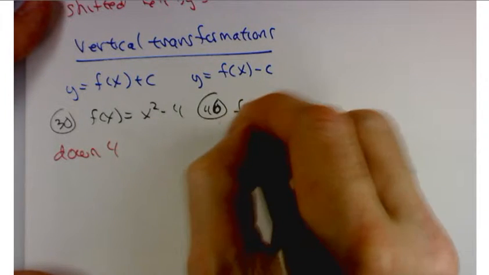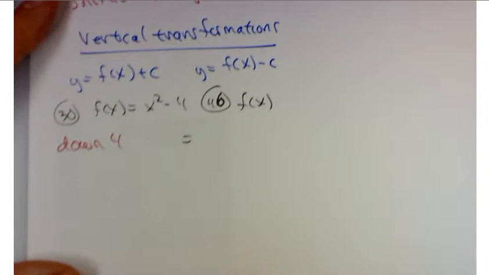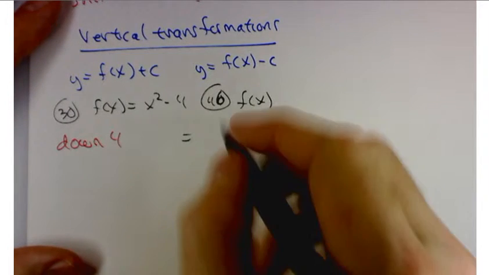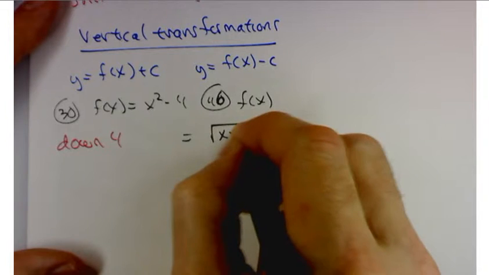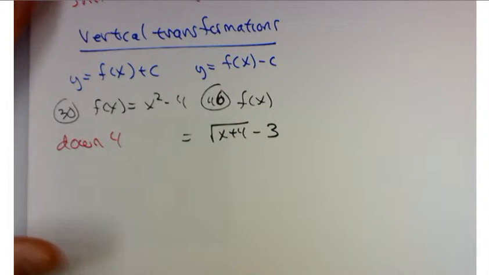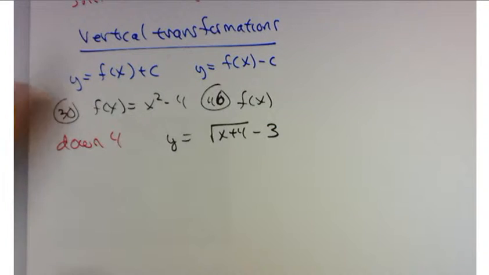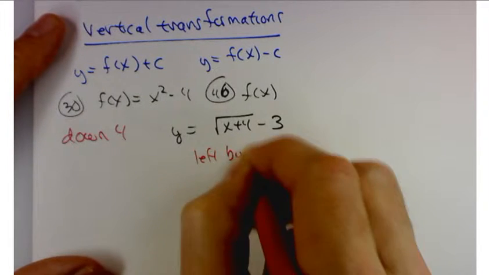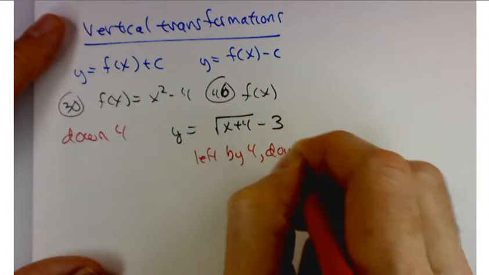f of x equals square root of x plus 4 minus 3. And I wrote f of x, I think the problem actually wrote y, but the shift is still the same. Two shifts, in fact. What are those shifts? Good, to the left by 4 and down by 3. So left by 4 and down 3. Nice.